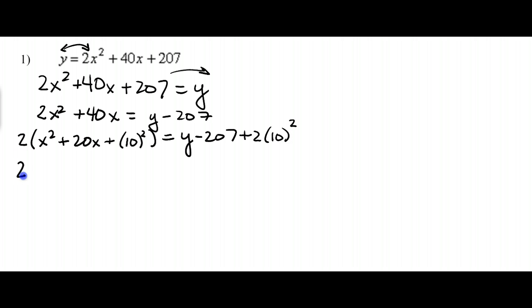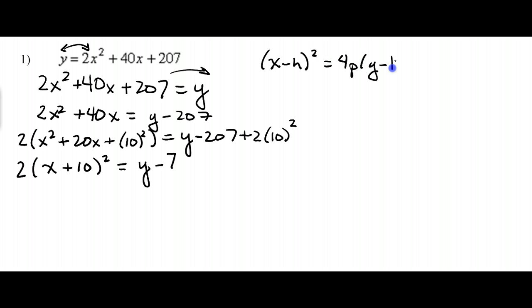Alright, so then I've got 2 times, the stuff in the parentheses is going to factor to x plus 10 squared. And then on the right-hand side I end up with y minus 7. Okay, so if you remember, our standard form is x minus h squared equals 4p times y minus k. So I don't have a coefficient here, but I do have one over here, so I need to get rid of that one.